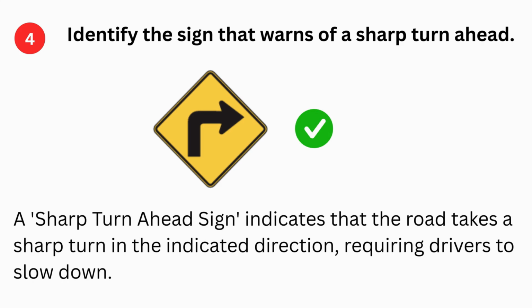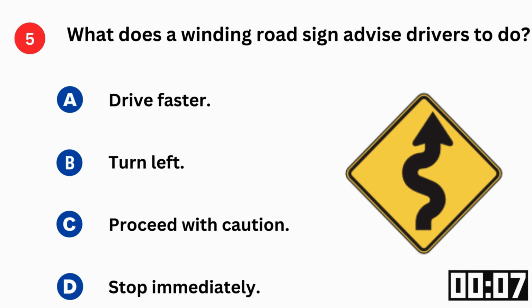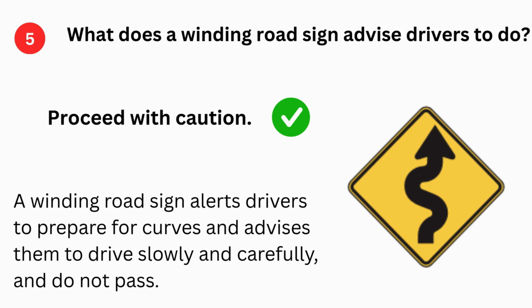A. Sharp turn ahead sign indicates that the road takes a sharp turn in the indicated direction, requiring drivers to slow down. What does a winding road sign advise drivers to do? Options are A. Drive faster, B. Turn left, C. Proceed with caution, D. Stop immediately. Proceed with caution. Explanation. A winding road sign alerts drivers to prepare for curves and advises them to drive slowly and carefully, and do not pass.